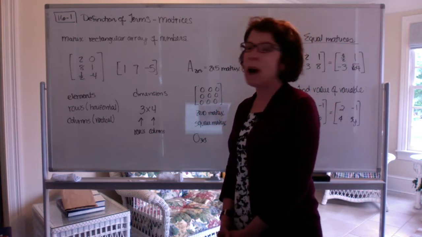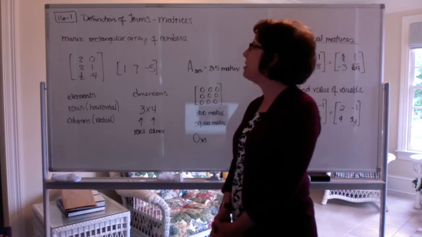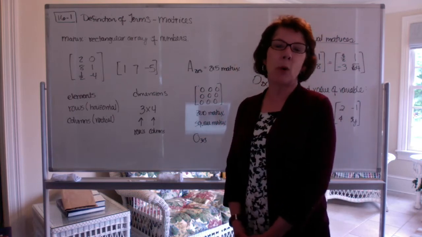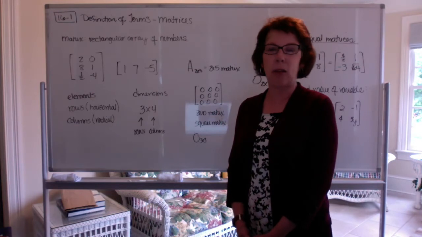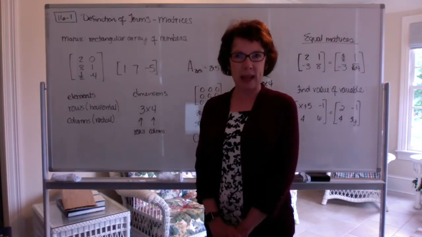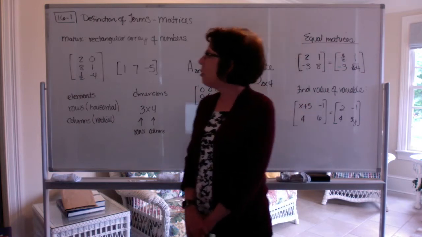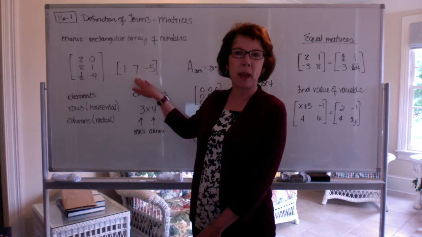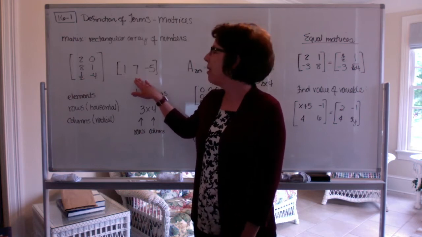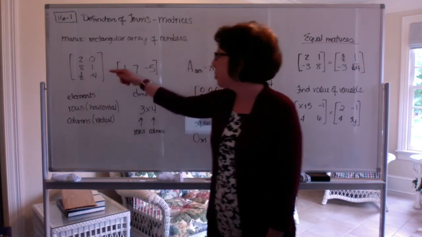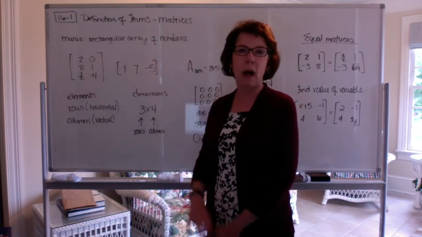Okay, so what is a matrix? Well, a matrix is a rectangular array of numbers, and those numbers are organized in rows and columns, and they will be surrounded by brackets. Here we have an example of a matrix, and here's a different example of a matrix. Both of these have columns and rows. This one has 3 rows and 2 columns. This one has 1 row and 3 columns.